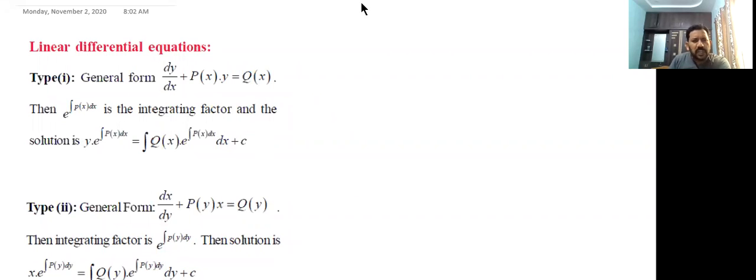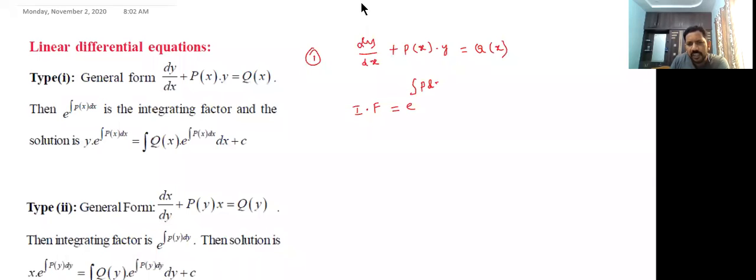The general form of a linear differential equation is dy by dx plus p of x into y is equal to q of x. This is the general form of the differential equation. This is type 1. In this case, the integrating factor is e power integration p dx.